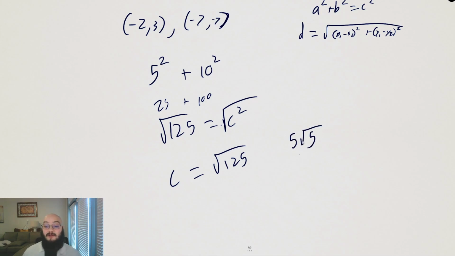If you would like a video on how to simplify or reduce square roots or radicals like this, please let me know. I'm more than happy to make one. But this video is just about how does the distance formula work, so I won't get into the nitty-gritty of how simplifying radicals works.